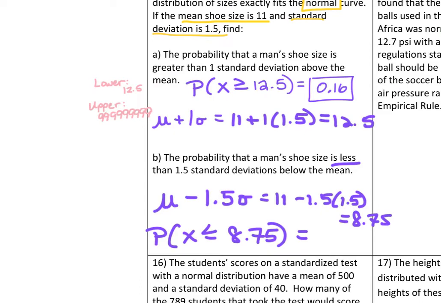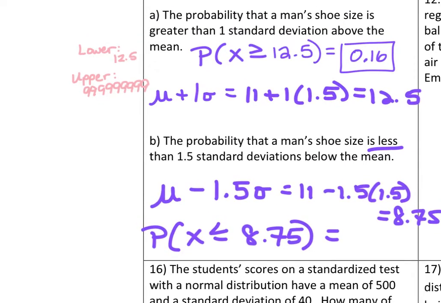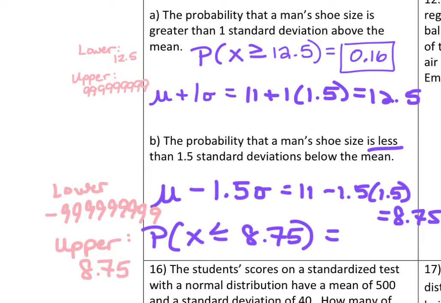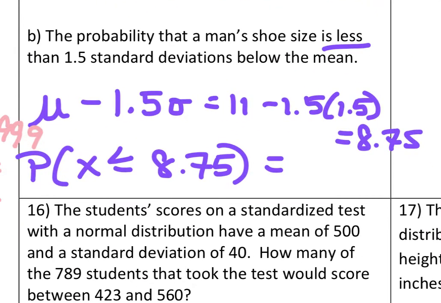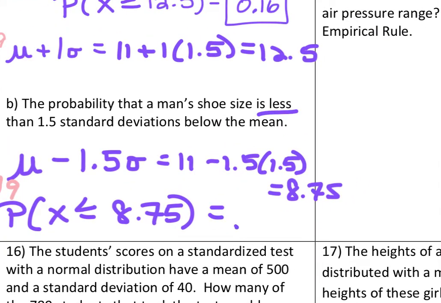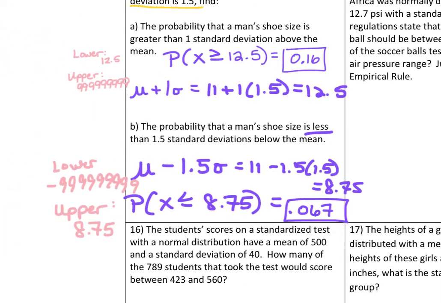And again, you're going to need to trick the calculator. And so for your lower bound, you can't type negative infinity. And so you're going to have to type negative 99999999999 until you get tired of 9s. And your upper bound is going to be 8.75. And when you've done all of that, you should get your answer is 0.067 or 6.7%.